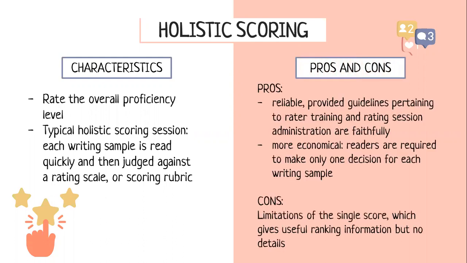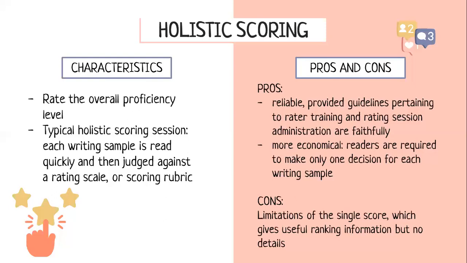About the pros and cons of holistic scoring. The pros: holistic scoring is reliable, provided guidelines pertaining to rater training and rating session administration are faithfully followed. Holistic scoring is more economical than analytic scoring, since the readers are required to make only one decision for each writing sample. For this reason, holistic scoring is commonly used in large-scale assessment of writing.